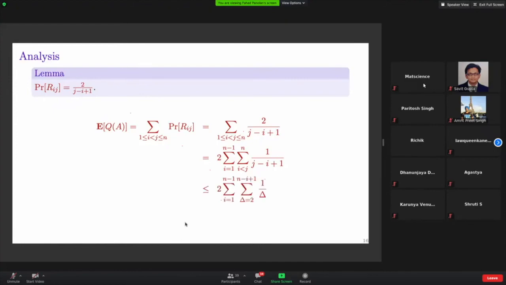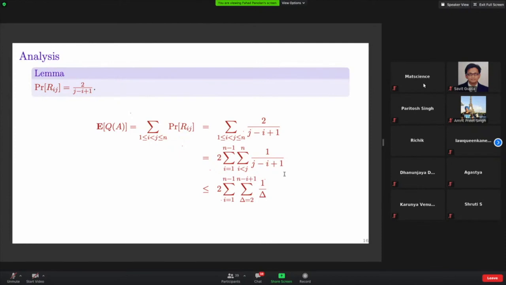And this you can write like this. What is the difference between i and j? Then it will be delta going from 2 to n minus i plus 1, 1 by delta. Just take j minus i plus 1 equal to delta, and accordingly change the range of what is varying in the summation, and you will get this.